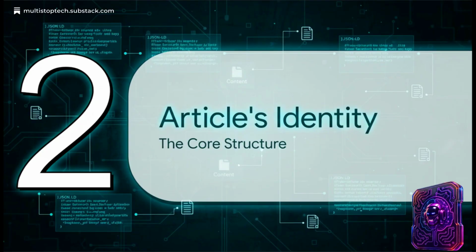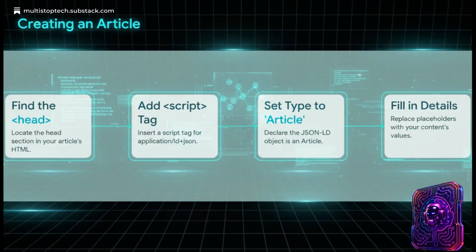Okay, let's get our hands dirty and start building. We're going to start with the absolute most common, most crucial piece of structured data you'll ever use, especially if you create content, the article schema. And it's really just 4 simple steps. You find the head, pop in that special script tag, tell it the @type is article, and then you just fill in the details. That's it. You are now explicitly telling search engines, hey, this page is an article. Don't confuse it with a product page or anything else. Treat it like an article.